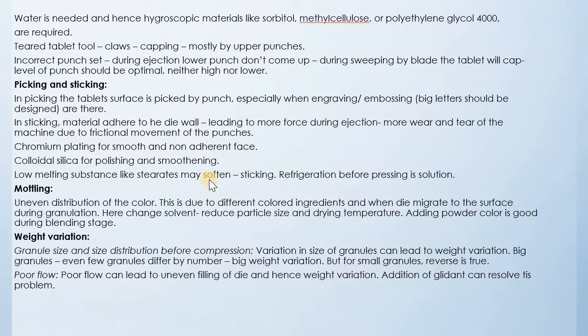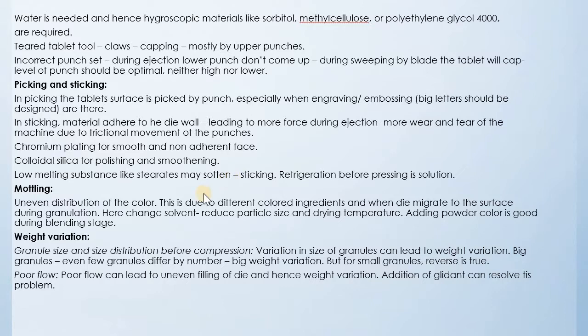The third problem is mottling. Mottling is the uneven distribution of color. This is due to different colored ingredients or when dye migrates to the surface during granulation. Here the solvent can be changed, or particle size can be reduced for a more even distribution of the particles, and drying temperature should be managed accordingly. Adding powder color during the blending stage is good.